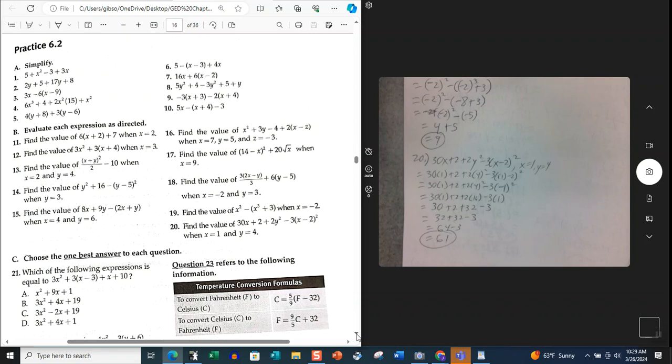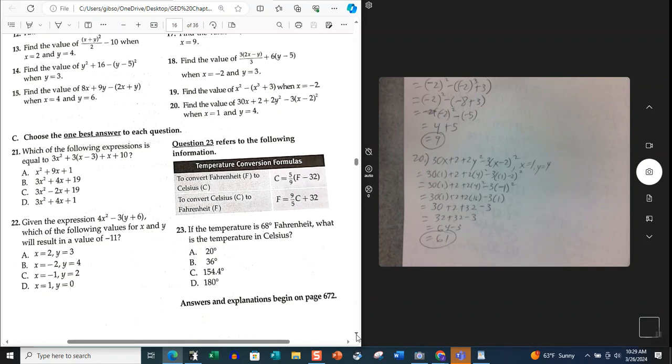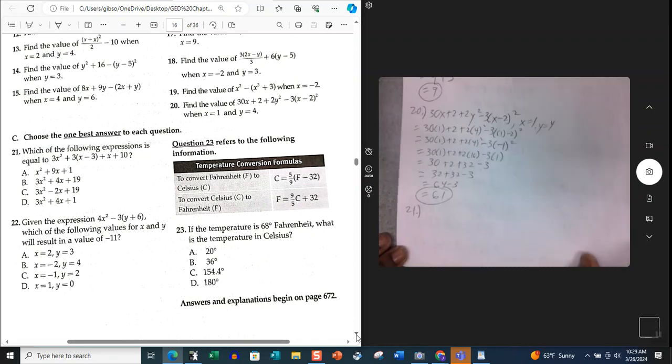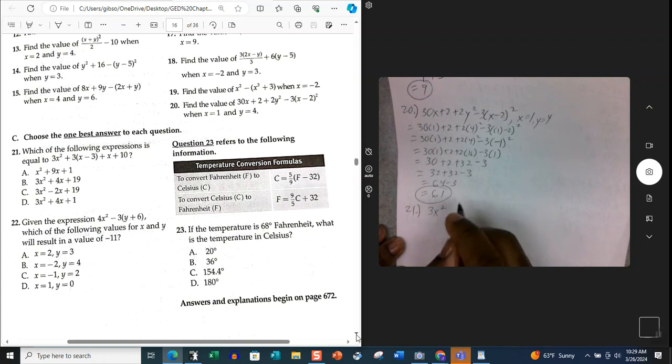Now we have 3 more problems to go. It says choose the one best answer to each question. Which of the following expressions is equal to 3x squared plus 3 times x minus 3 plus x plus 10? Now, in order to do that, problem 21, we had 3x squared plus 3 times x minus 3 plus x plus 10. Now, what they want us to do is go through and combine like terms.